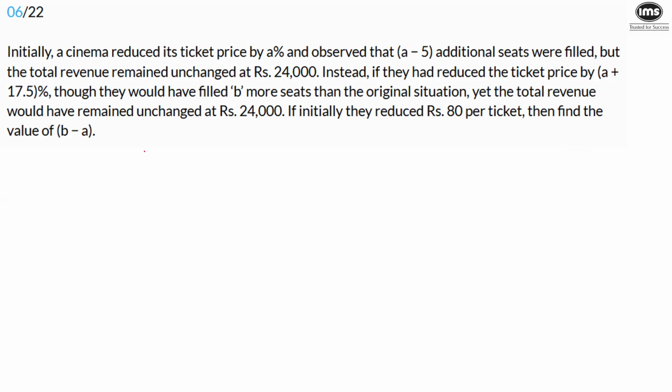So let's see how. There's a cinema which collected 24,000, which has to be some rate of tickets into some number of seats sold. Now the rate has been reduced by A%. The rate is first reduced by A%, and of course something happens to the seats. And then a second change: instead, if they had reduced the ticket price by A plus 17.5. So one reduction is A and one reduction is A plus 17.5 percent.